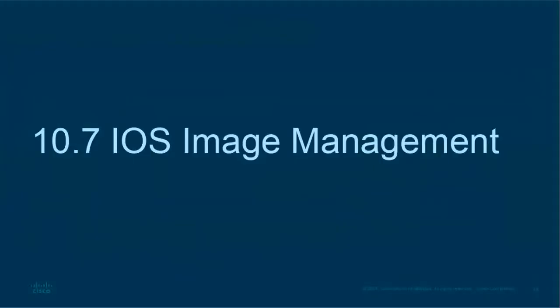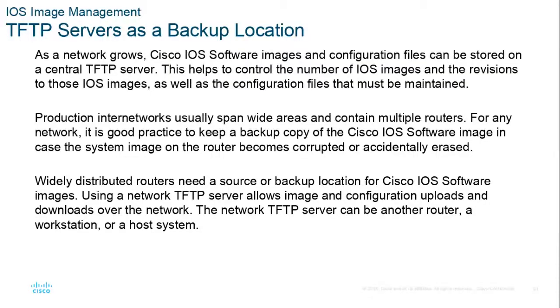Now let's look at iOS management, and we're almost done here. TFTP servers can be used as a backup location. We saw the code earlier for backing up the running configuration to the startup configuration. We can also use the TFTP server to back up the iOS file itself. Now, it takes more than 1 second to do that. The iOS files are 100 million lines of code.